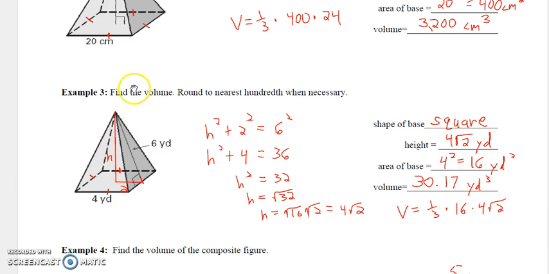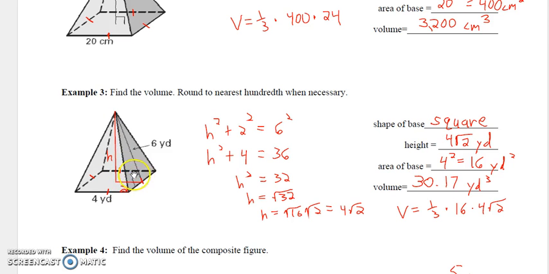Now, here is another square pyramid. Shape of the base is a square. But in this case, they didn't give me the height, which is the one we need right here. They gave me the slant height. Well, the height of the pyramid is always perpendicular to the base. Here it is. This is a right angle right here.